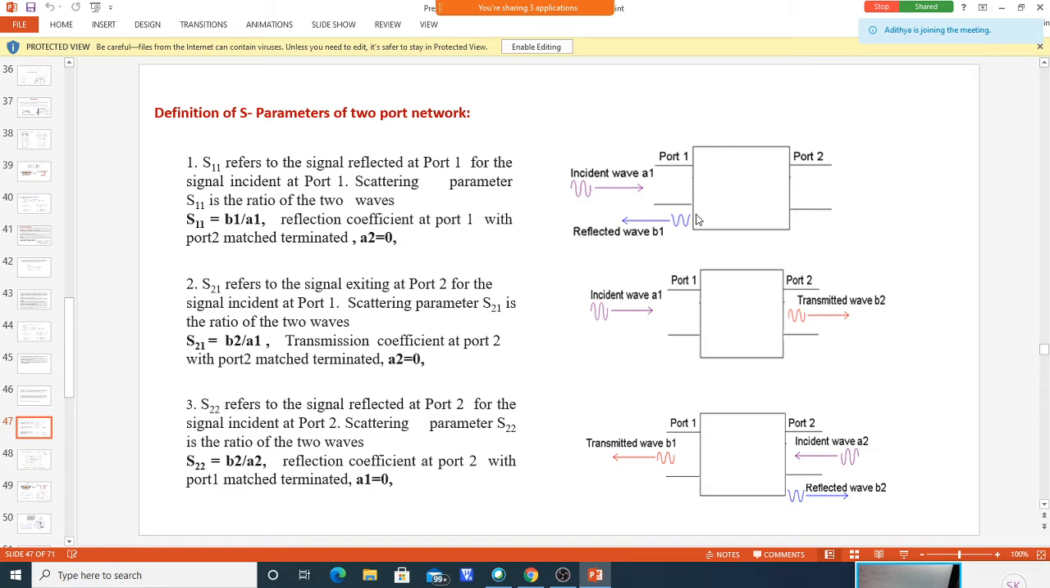How much mismatch is there? What kind of mismatch is there? Based on that, the reflected wave will be there. So with respect to this A1, how much deviation is there in the amplitude and phase of this B1 will be given by this parameter S11. It is also called the reflection coefficient. It tells how much B1 deviates in amplitude and phase from the incident wave A1.